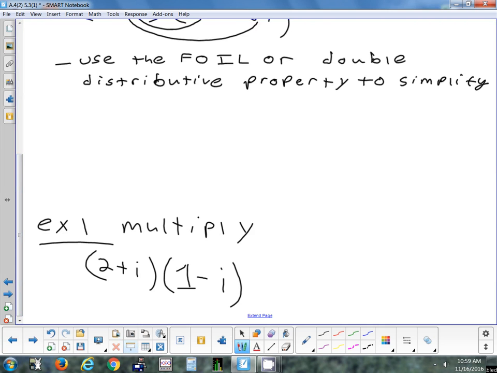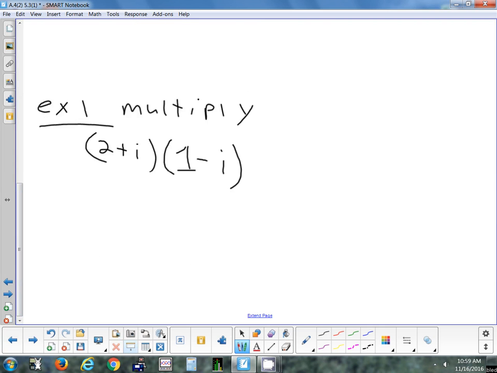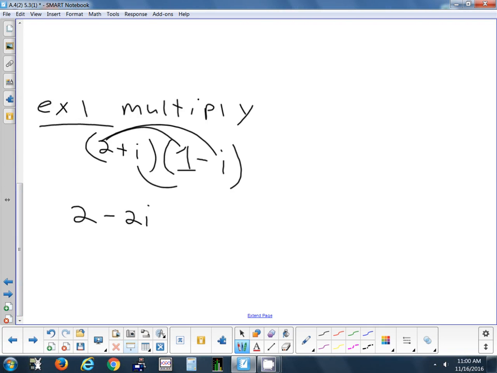What did we say I squared is? Negative 1. Okay, be careful with your negatives. That's a subtraction sign, so I just brought that down. And then I changed I squared to negative 1, so I got another minus sign. So what happens with those two minuses? Becomes plus. Okay, so 2 minus I plus 1.